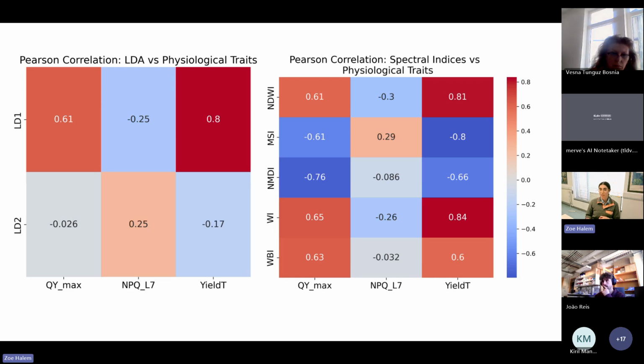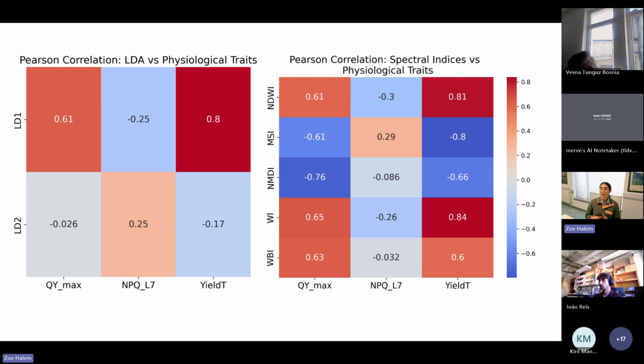And then on the other hand, the drought-related indices, MSI, which is the moisture stress index, and NMDI, which is the normalized multiband drought index, I think, are showing negative correlations with quantum yield and yield. And this is exactly what we'd expect: under drought conditions, there's going to be reduced water content and reduced productivity.